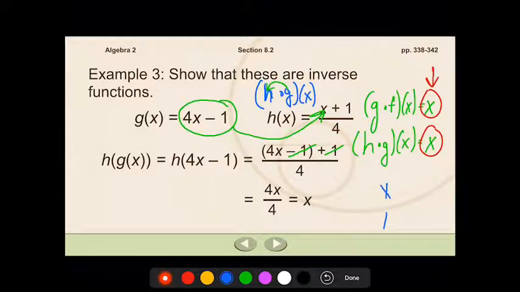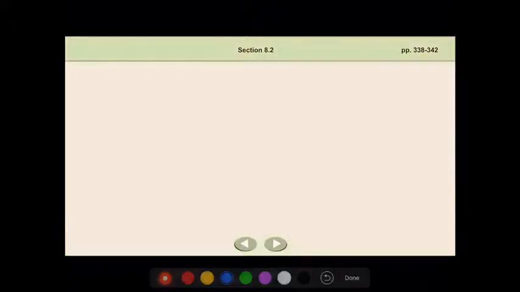Let's say you do all the work and you get x and you get x squared. Well, they are not both x. They have to both be x in order to be inverses of each other. So that's the concept involved. You got to make sure you know how to do that.